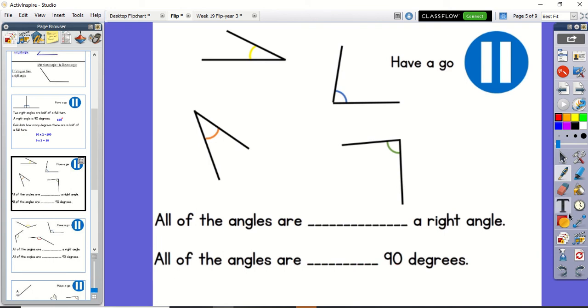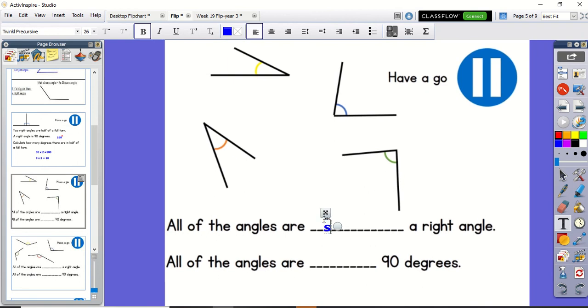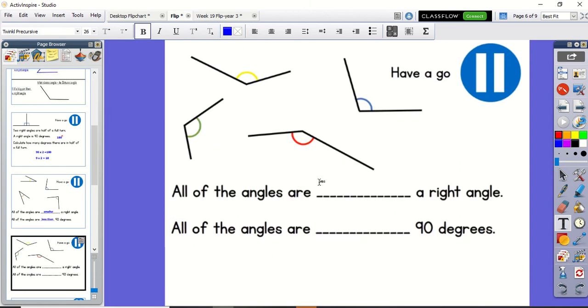So, all of the angles are smaller than a right angle, okay? Because they're acute baby ones. All of the angles are therefore less than 90 degrees, okay? Because if a quarter is 90 degrees, well, less than a quarter must be less than 90 degrees. With these ones, all of the angles are what? They're greater than a right angle. They're bigger than a right angle. And therefore, all of the angles are greater than 90 degrees.